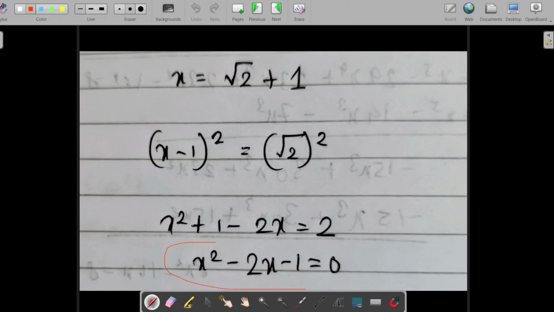So finally you will get this expression. Now this expression, one of its roots is root 2 plus 1. Why? Because this expression came from this, right? So root 2 plus 1 is one of the roots of this equation. You can substitute it and you will find that it becomes 0.